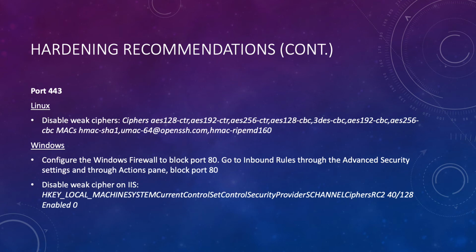The next one is for port 443. So to disable the weak ciphers, you actually want to type in the following command. And for Windows, you want to configure the Windows firewall to block port 80. And it follows the same steps as the previous one. And instead of blocking port 25, you're blocking port 80. And to disable the weak cipher suites on IIS, just type in the following command.